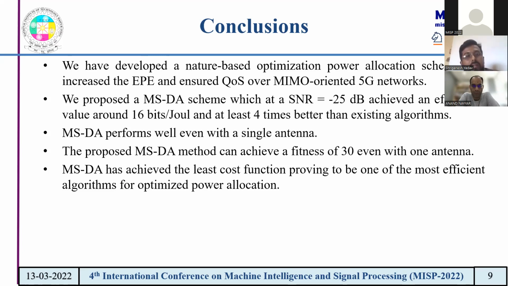MSDA performs well even with a single antenna. This proposed MSDA method can achieve a fitness of 30 even with one antenna, and MSDA has achieved the least cost function, proving to be one of the most efficient algorithms for optimized power allocation.